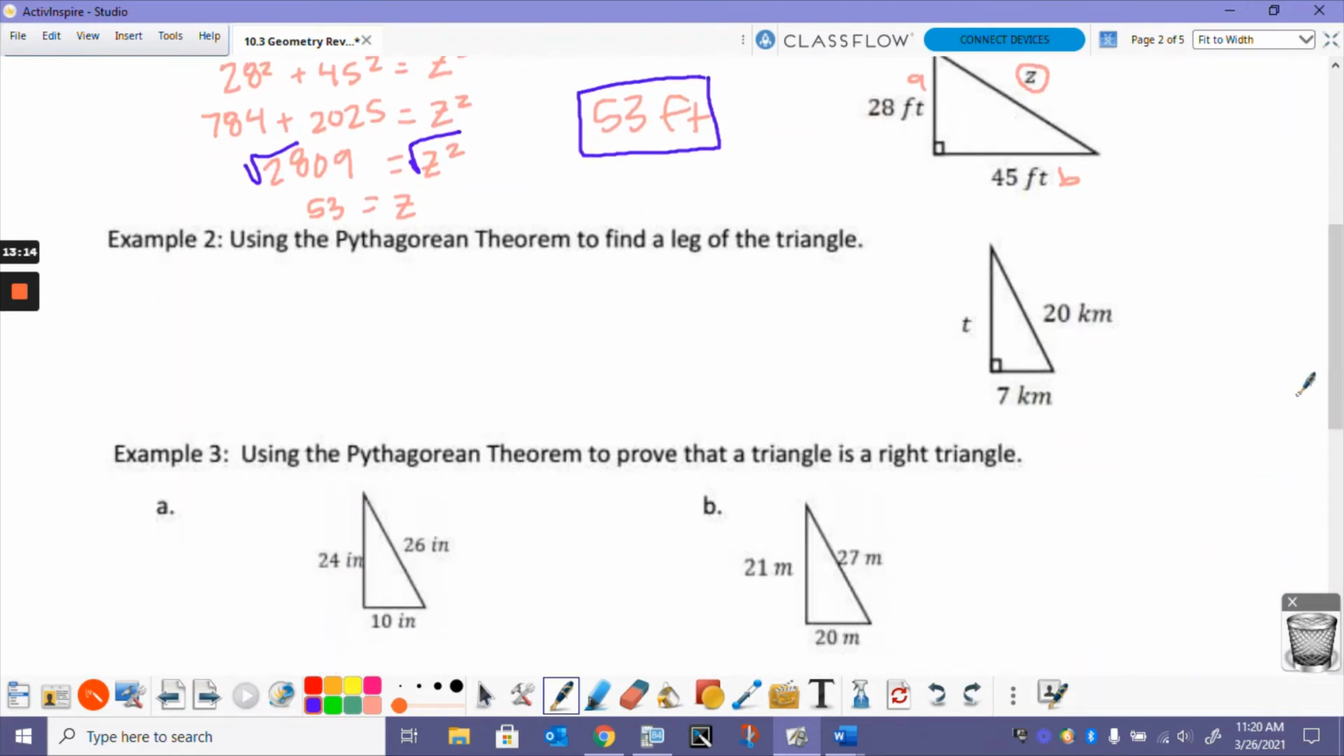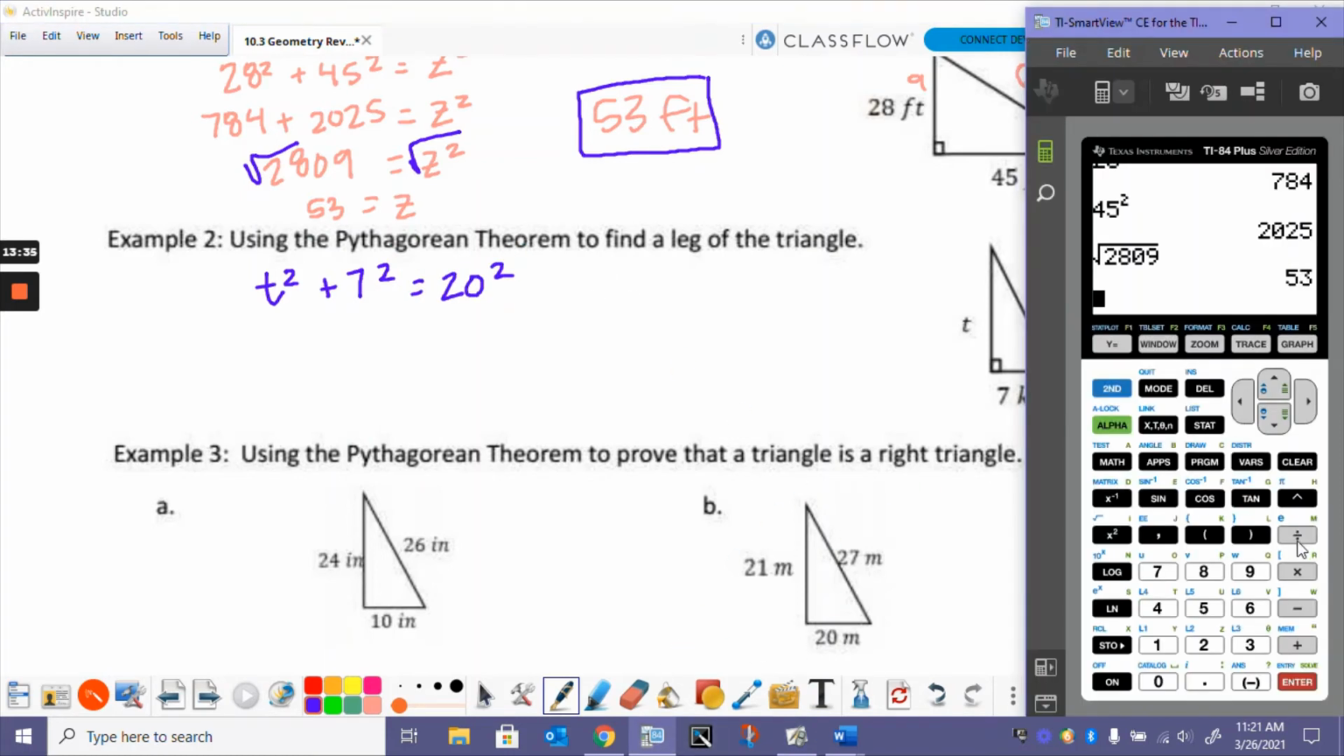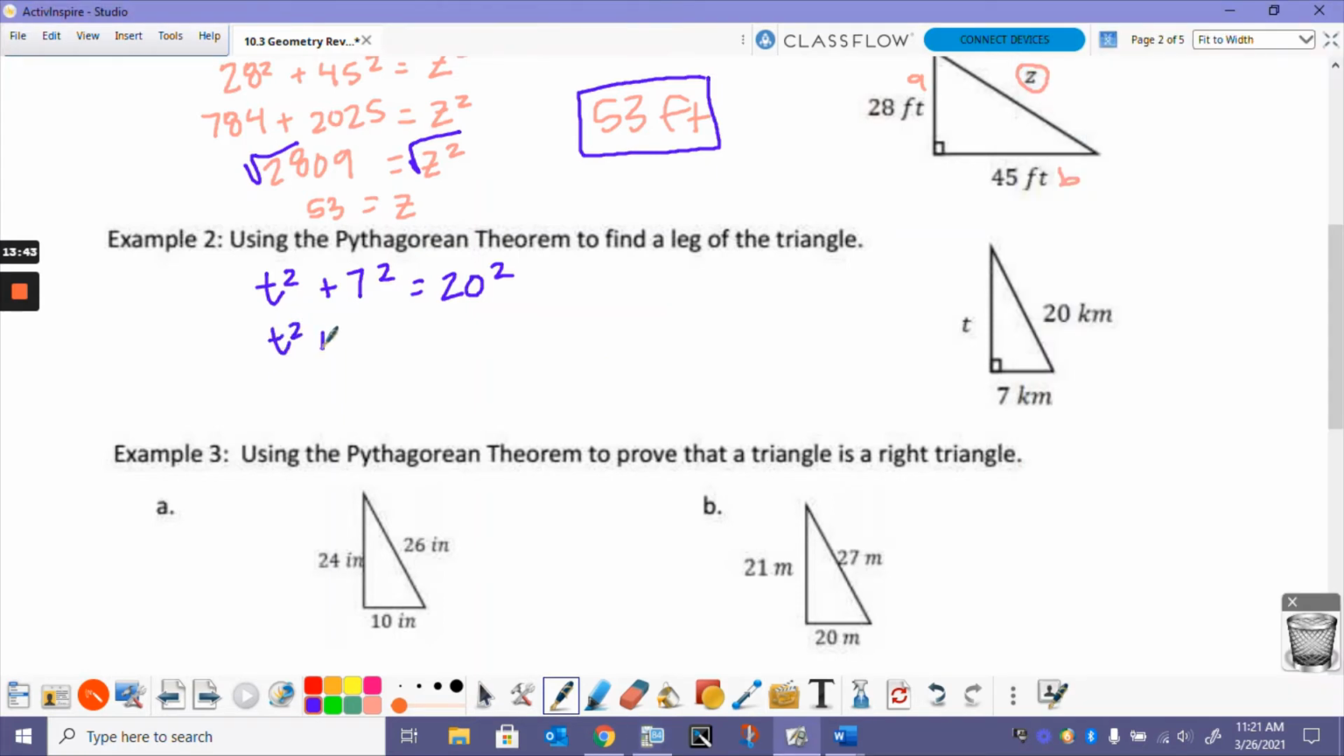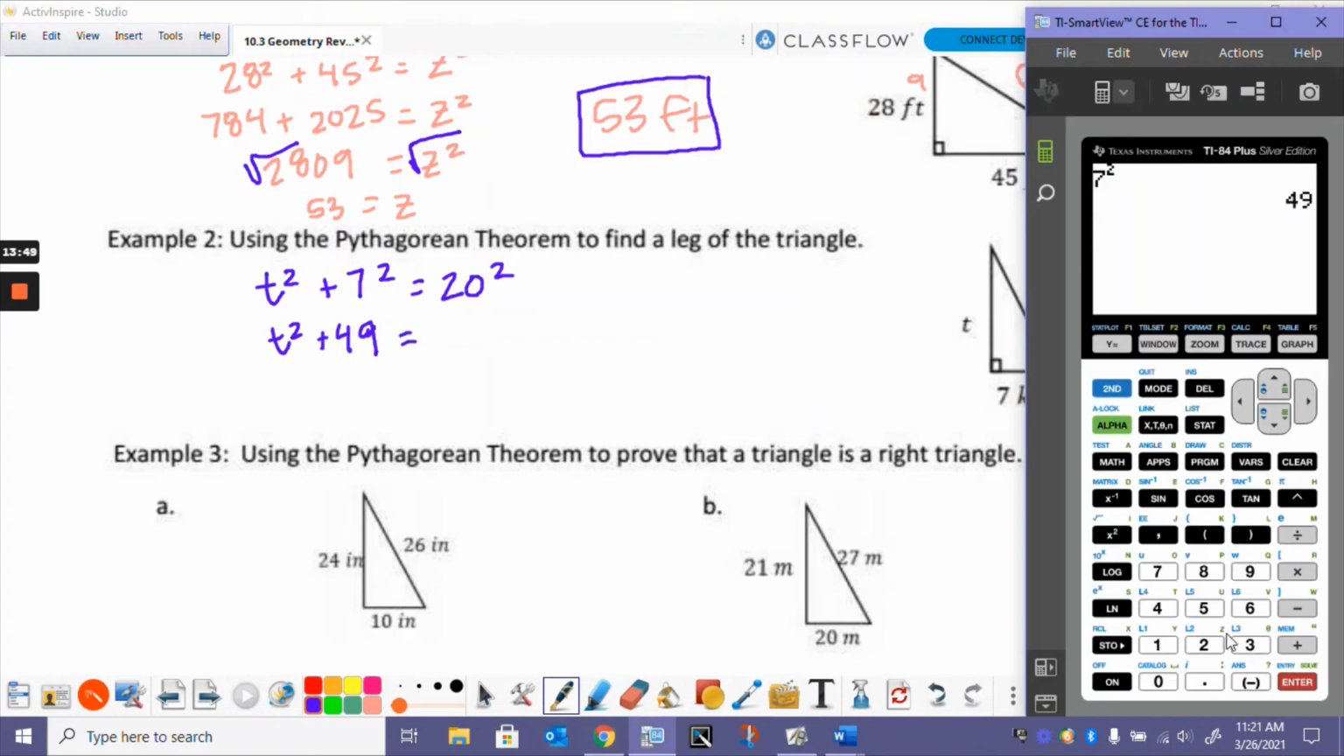All right. Still using the Pythagorean theorem, but now we're going to be finding a leg of the triangle. So we were given our hypotenuse and one of the legs. And let's use the proper units. So we have T squared plus 7 squared equals 20 squared. All right, so let's go ahead and work these out. So 7 squared gives us 49. So we have T squared plus 49 equals 20 squared, 400.